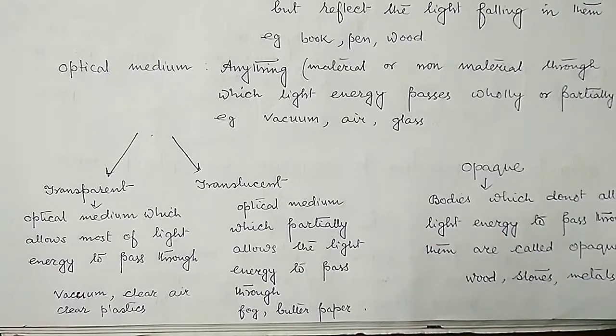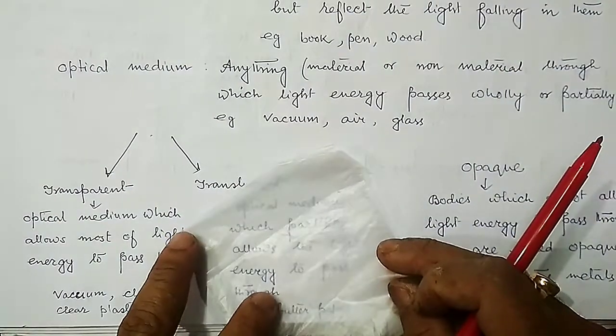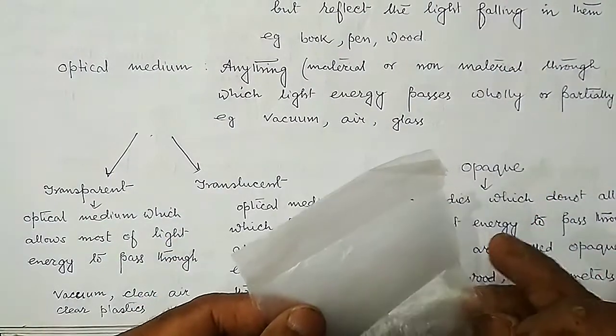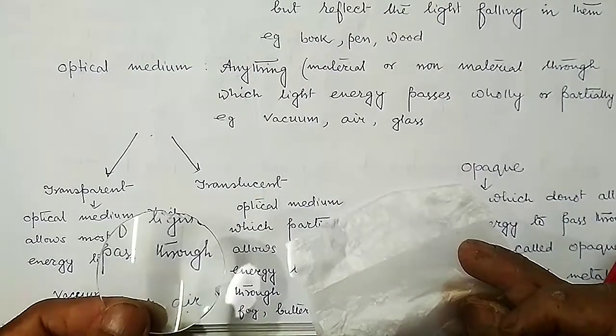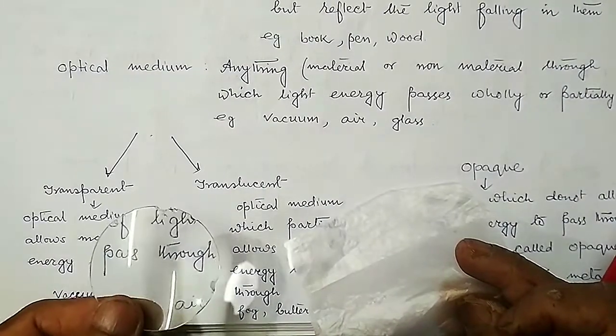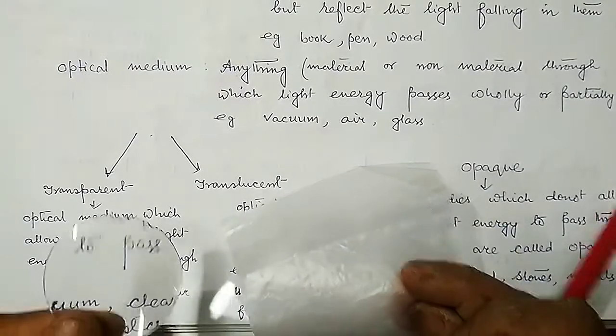There are some material which partially allows the light energy to pass through them. As you can see, this type of butter paper, through them light partially passes, so this type of papers are called translucent. And this type of glasses through which light energy can pass almost totally, they are called transparent. I hope transparent and translucent, these 2 points are now clear.